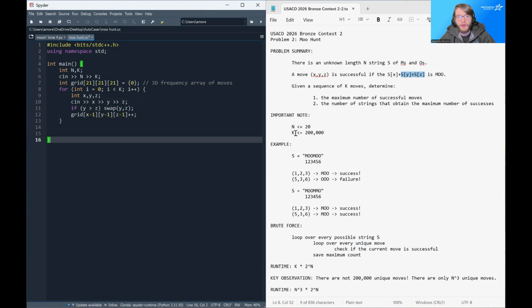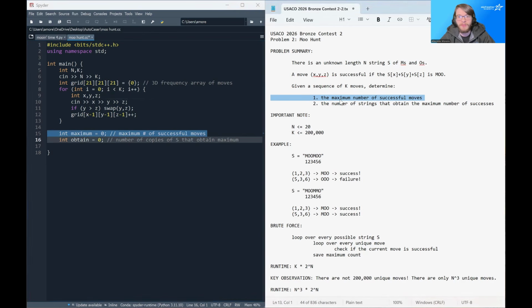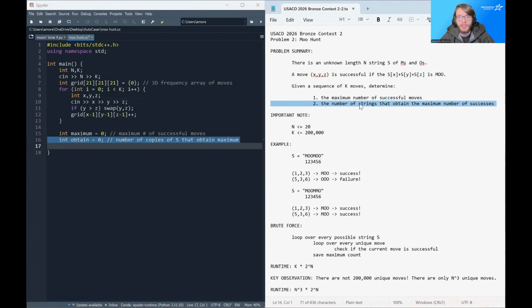Next up, we're almost ready to begin our brute force search over all the possible values of S, but we need to define some helpful variables. We're going to define maximum to be the maximum number of successful moves we find. And obtain is going to store the number of strings that obtain the maximum number of successes. So these are going to be our two outputs at the end of the program. And now we're ready to begin our brute force search over all values of S.